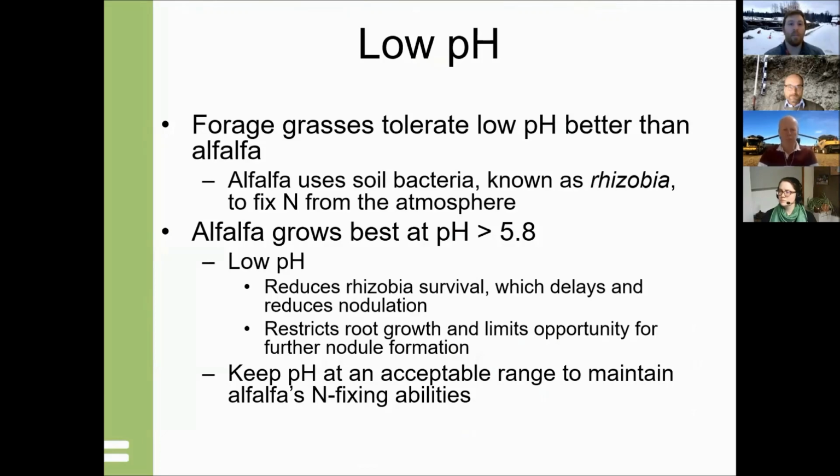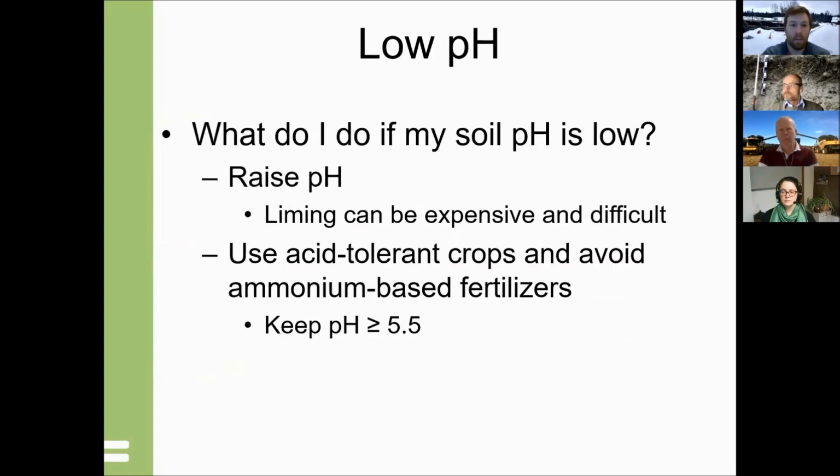Another thing to remember about low pH is that forage grasses do better than alfalfa. And that's because alfalfa uses a soil bacteria known as rhizobia. They form this relationship in the roots and form nodules, and that's what helps the alfalfa plant fix nitrogen from the atmosphere. Those rhizobia don't do too well when the pH gets too low. So when you get to about 5.8 or below, that's when they start to be affected. And at that low pH, they don't survive as well. And then it also restricts further nodule formation. So basically a thing to keep an eye out for if you grow something like alfalfa.